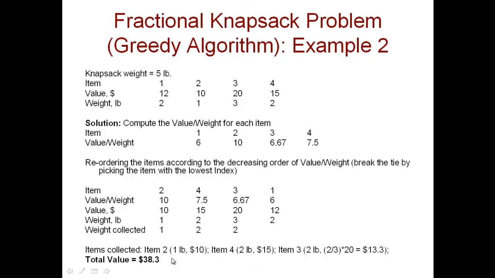The first 2 items, items 2 and 4, you can pick entirely. So it's $10 plus $15 plus 13.3, which is 38.3. So this 38.3 is the global optimum. Whatever combinations you try with these 4 items and the dollar and pound values, you cannot pick anything that comes out to be more than $38.3.